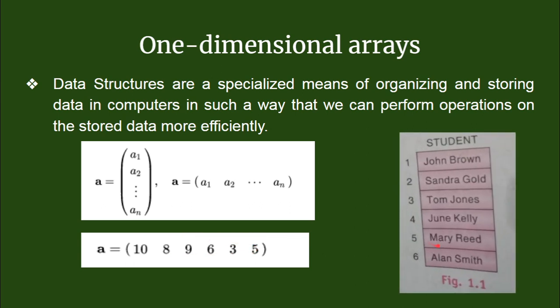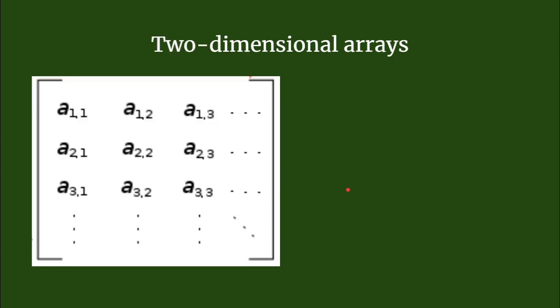Now an example of an array which has the names of students. Here the array indices are 1, 2, 3, 4, 5, 6 and the elements are John Brown, Sandra Gunn, and so on. All the names of the students are given. Here we can see that all the names of the students are of a similar type. So arrays always have a similar type of data. Now this is an example of a two-dimensional array. As we know, in mathematics, a matrix is the example of a two-dimensional array.